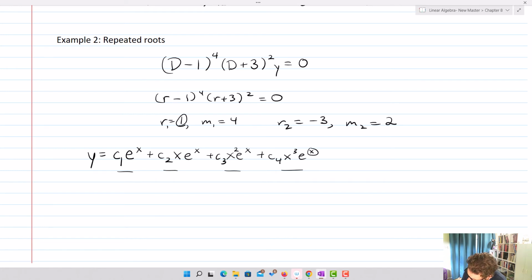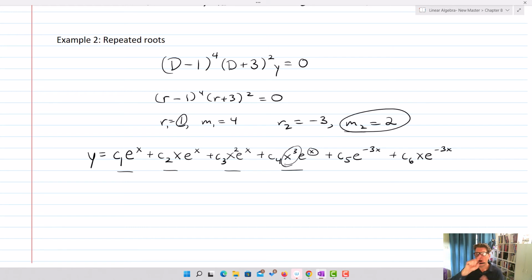Now I'm going to do the ones for the root negative 3. So this is going to be plus c5, and it'll just be e to the negative 3x. We don't add in a power of x here because we've now changed roots. We've now got a different root, so we don't need to use a power of x. We can just use the linearly independent solution. Plus now c6 x e to the negative 3x, because I need 2 solutions for the repeated root negative 3.